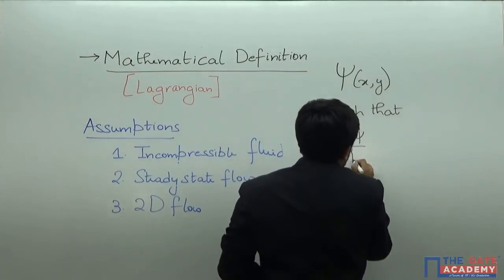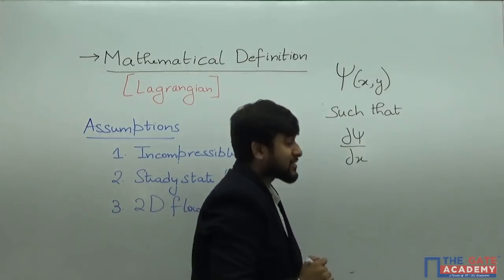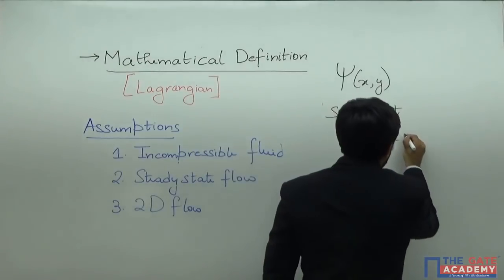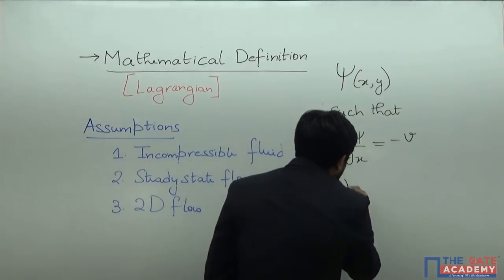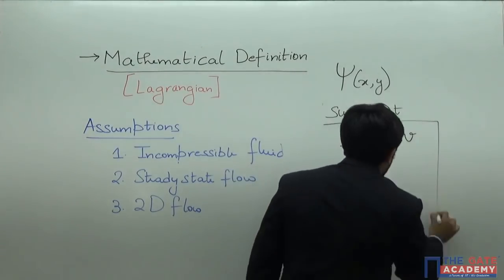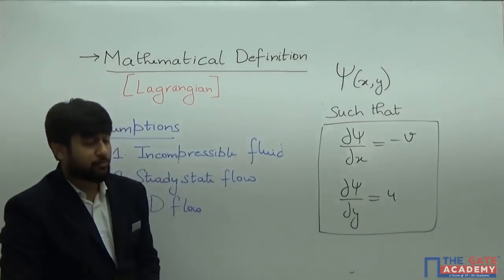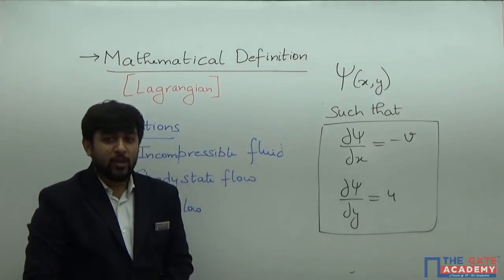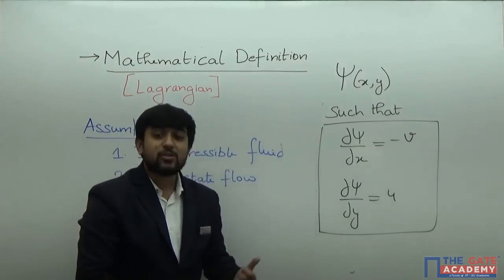del psi by del x, if you remember del f by del x, so del psi by del x is equal to minus of v, and del psi by del y is equal to u. So this is the mathematical definition of stream function particular to this case. Okay, now let us see what the properties of this stream function are.